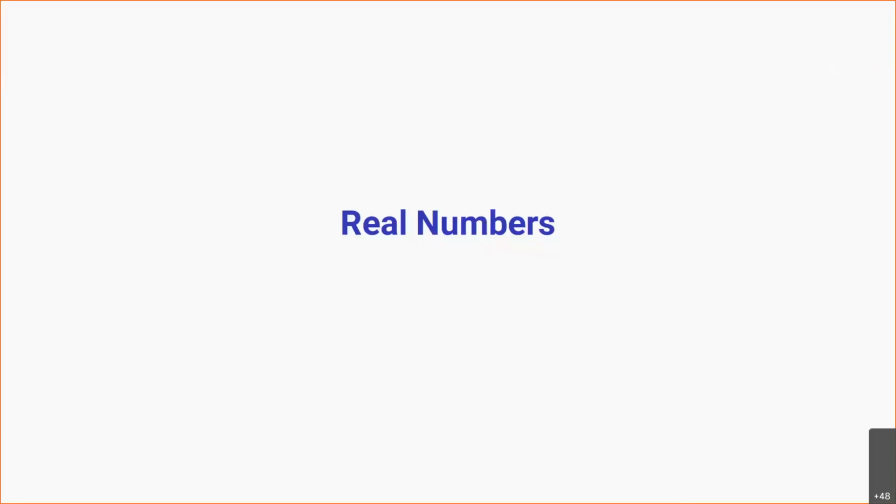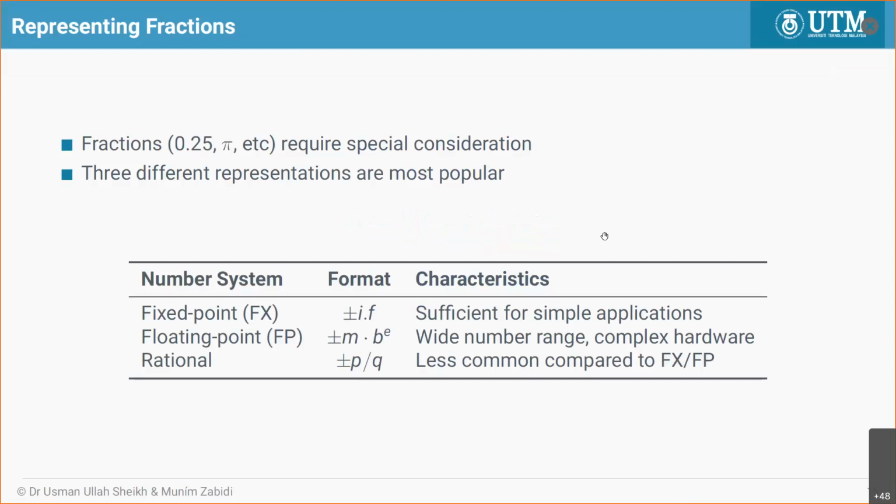So now we are in the topic of real numbers. What are real numbers? Real numbers are numbers that can have fractions. So how do you represent fractions in binary? Fractions are common. For example, you have 0.25, you have pi, and so on.